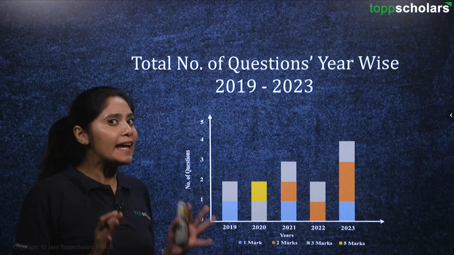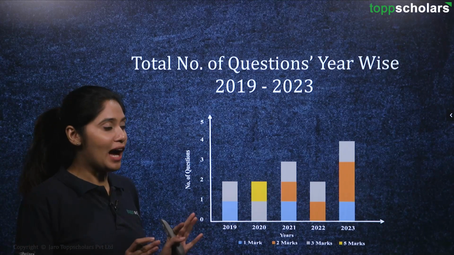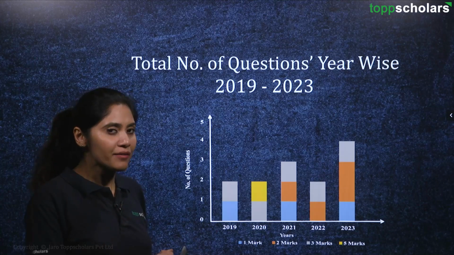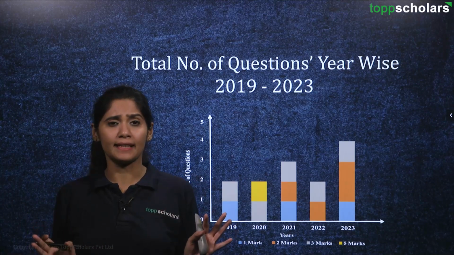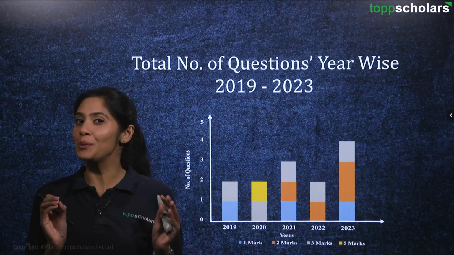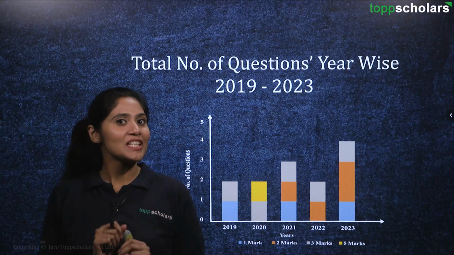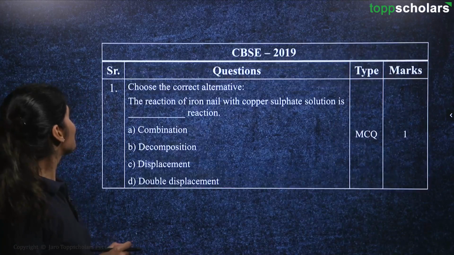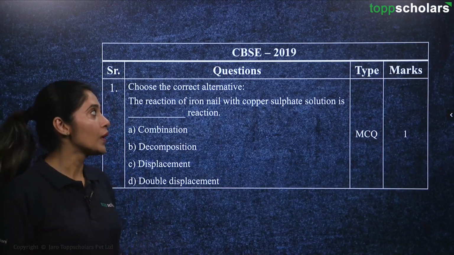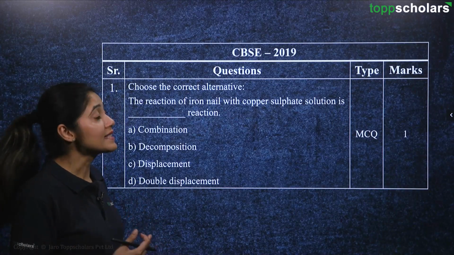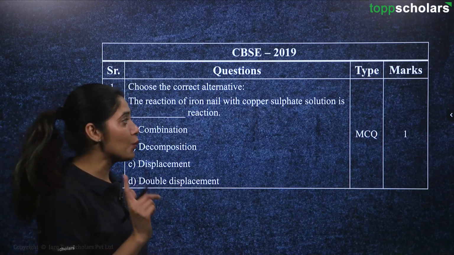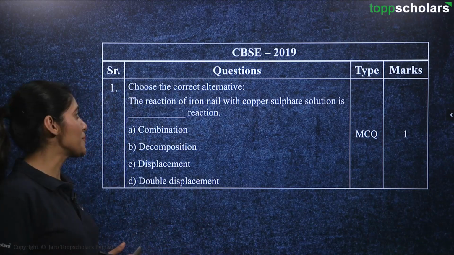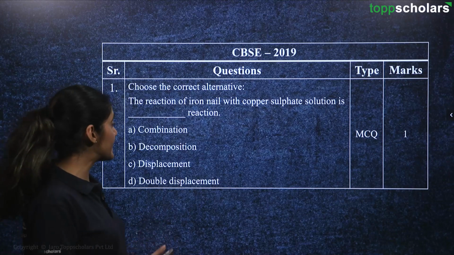So we have enlisted these questions which were asked in the last 5 years for your benefit, and we will also be discussing how to solve these questions in detail. So let's go ahead and look at these questions. Let us begin with the question asked in 2019 carrying 1 mark. It's an MCQ type question. So the question goes like this.